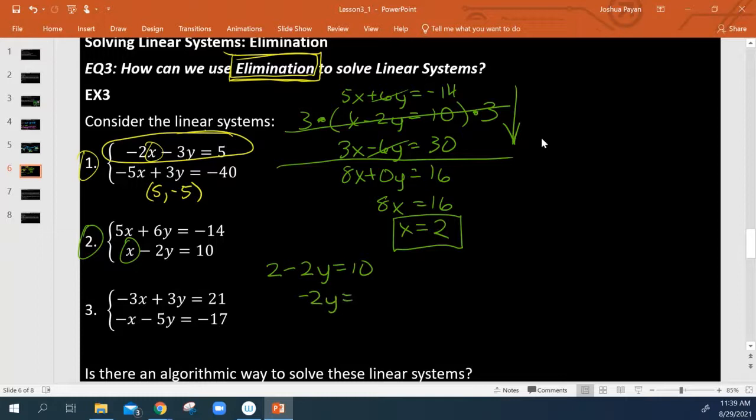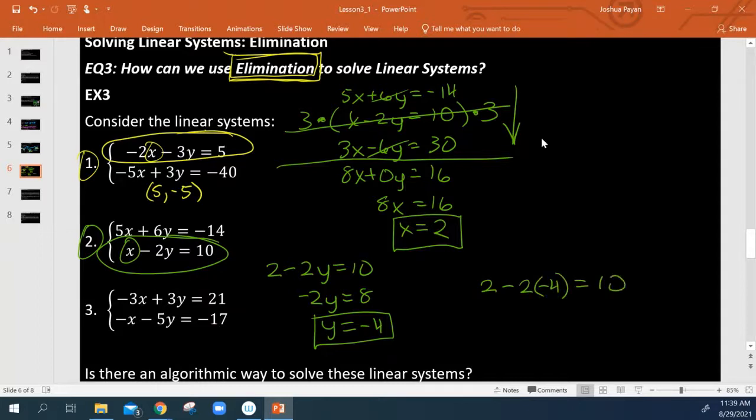Negative 2y equals 8. Divide by negative 2 on both sides. Y is equal to negative 4, right? And again, let's check our work. So I'm going to use this same equation. x minus 2 times y is equal to 10. 2 plus 8 equals 10. We know that's true. So we're good.